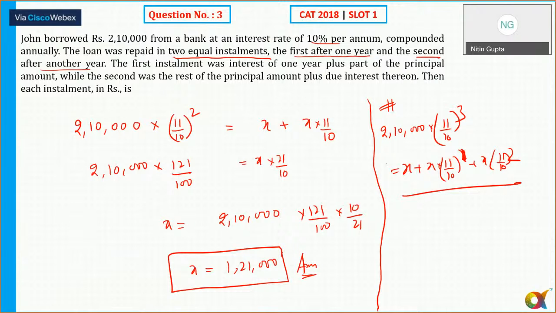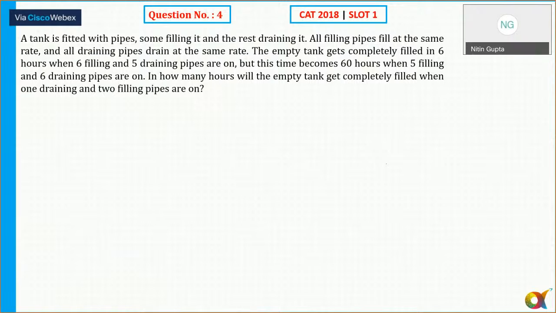Okay, so can we move to the next slide? You'll get a series of GP. If you're not aware, then it means you all need to revise this topic. Now, coming to question number 4.